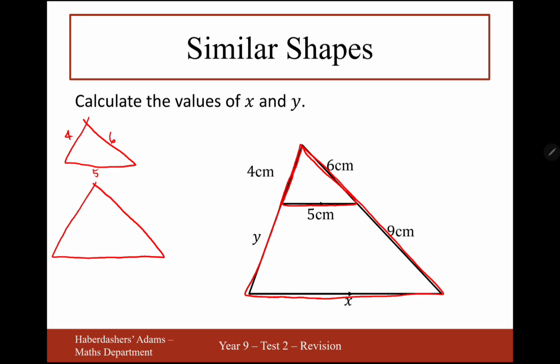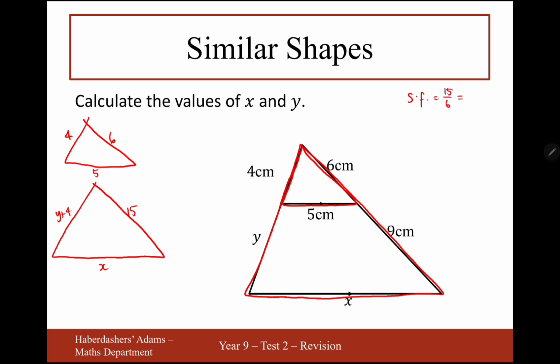And on the bigger one, remember you need to take the whole line into account. So on that right hand side is a length of 15. On this left hand side, it's y plus 4. And on the bottom side, it's x. So out of these two triangles, the two corresponding sides we can compare are the 6 and the 15. So the scale factor equals 15 divided by 6.